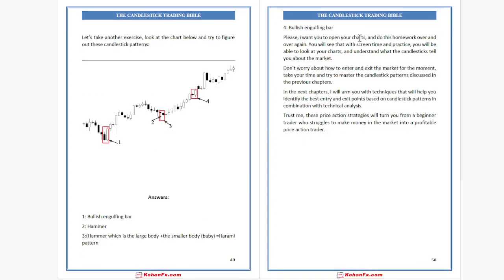Let us take another exercise. Look at the chart below and try to figure out these candlestick patterns. First is bullish engulfing bar. Second is hammer. Third is hammer, with a larger body and a smaller body. Fourth, harami pattern. Fifth, bullish engulfing bar.